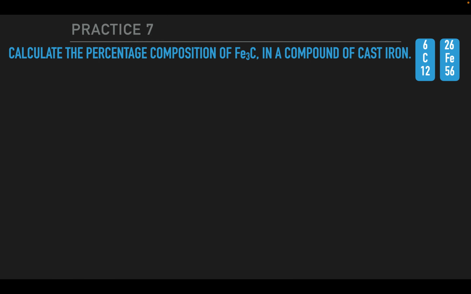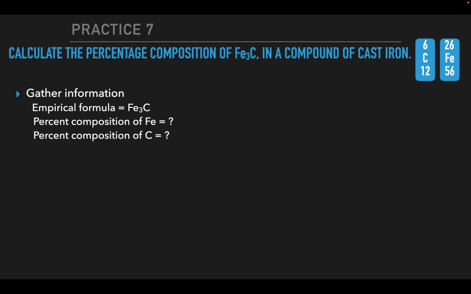For problem number 7, calculating percent composition, we're going to take the molecule iron carbide. We got 3 irons, 1 carbon. We're going to get the molar mass of that. The molar mass is going to be in grams. And then you're going to take each of the grams and compare them to the total.